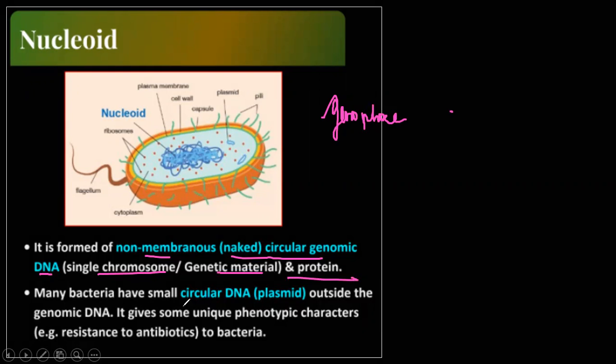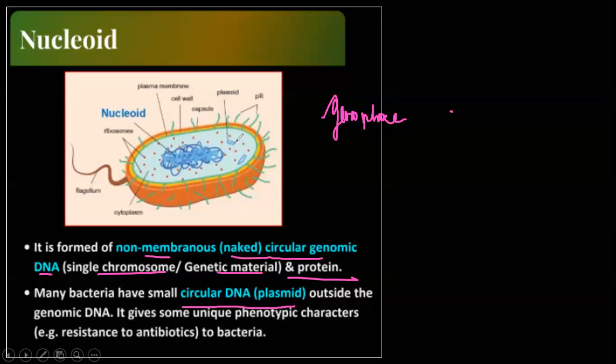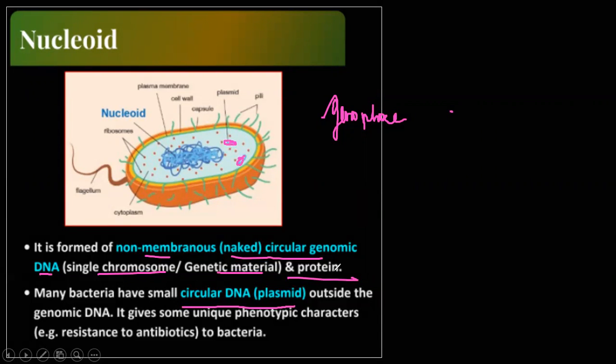Many bacteria have small circular DNA that is known as plasmid, outside the genomic DNA. So outside this DNA, it has a circular DNA. Look here. There are certain scattered circular DNA known as plasmid, and it gives some unique phenotypic characters, that is resistance to certain antibiotics to certain bacteria.